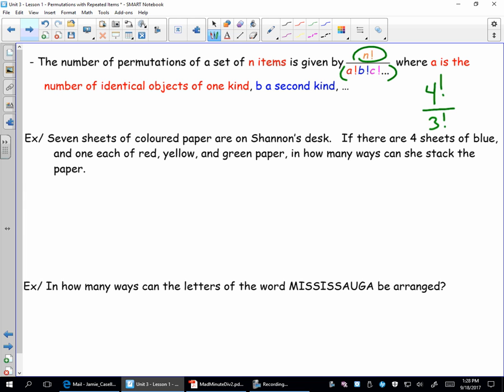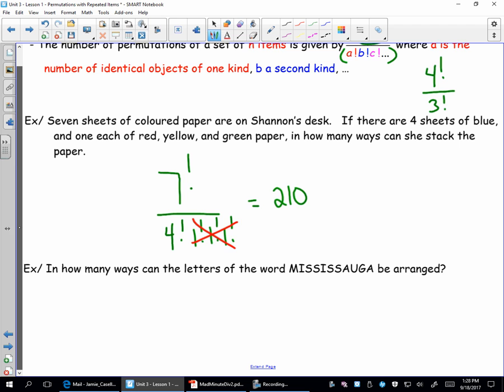So I'm using factorials. There are 7 things altogether, and there's 4 blue ones. They're repeated. They're identical. Now, theoretically, you could also put in the 1 red, and the 1 yellow, and the 1 green. But that doesn't really make sense to put in there because 1 times 1 times 1 is still just 1. So we don't usually show that part. And our answer comes up to 210. Take a look at the next one.